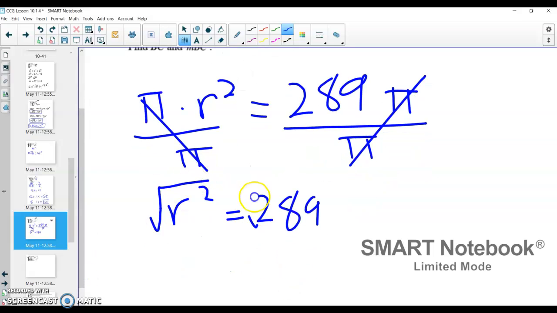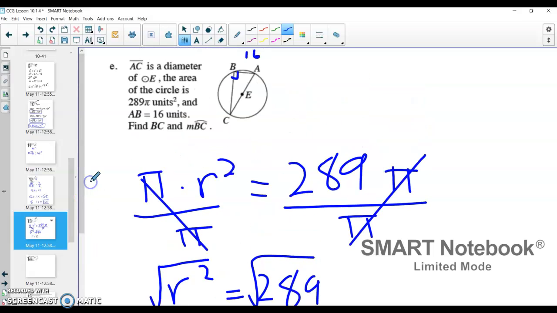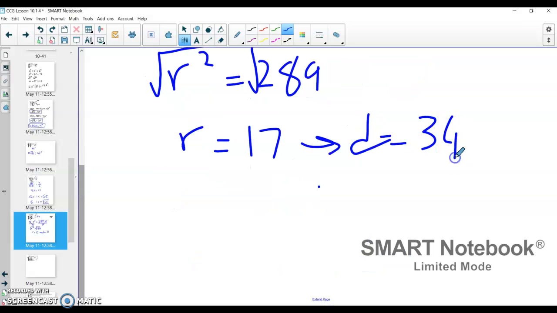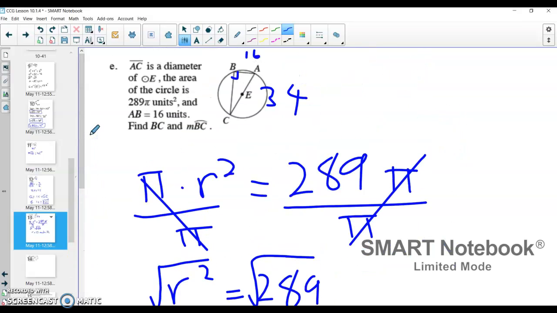You square root both sides, and if you square root 289, you get a radius of 17. So AE is 17, but the whole thing AC would be 34 because the diameter is 2 times as long as the radius. So if the radius is 17, the diameter must be equal to 34.